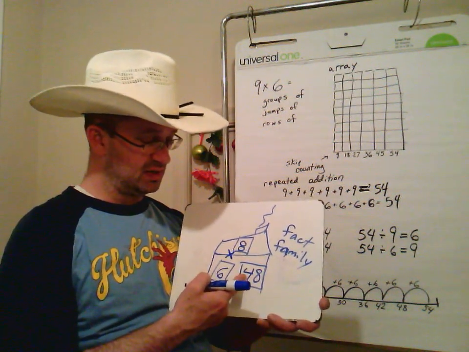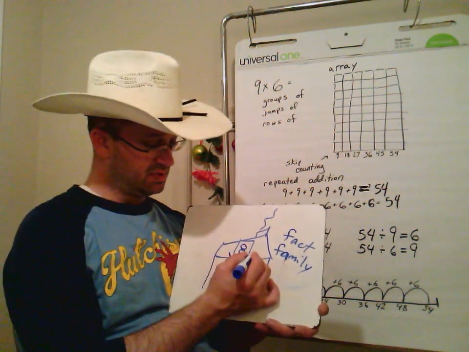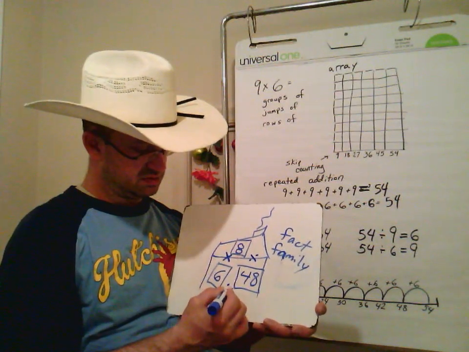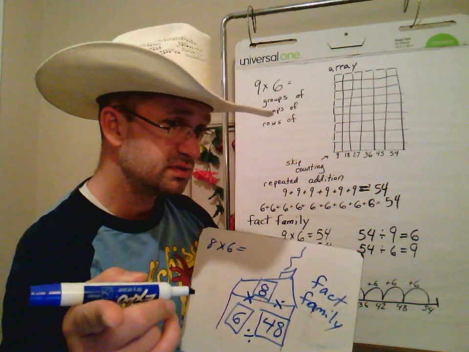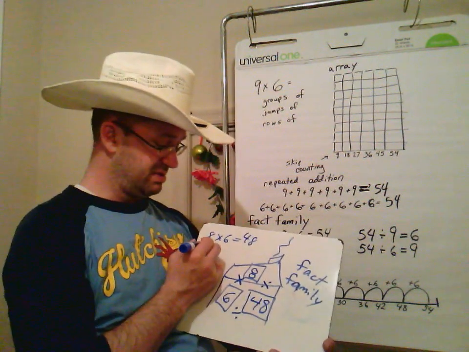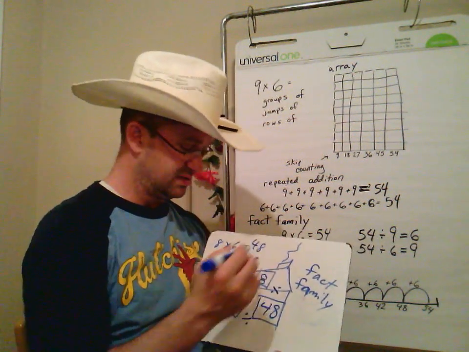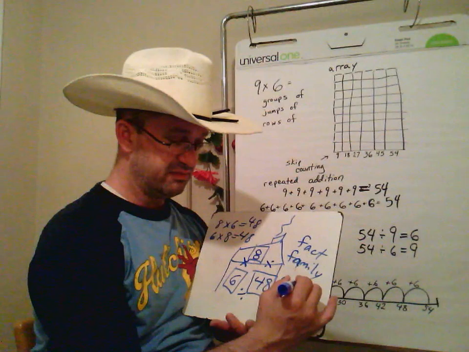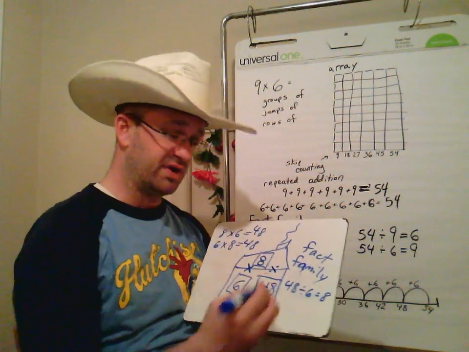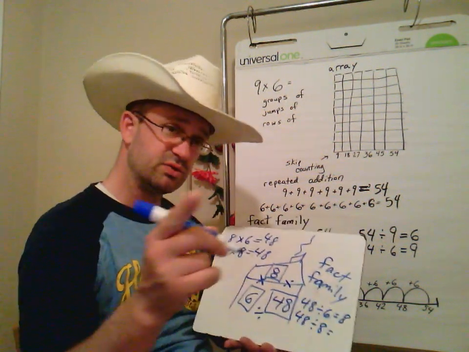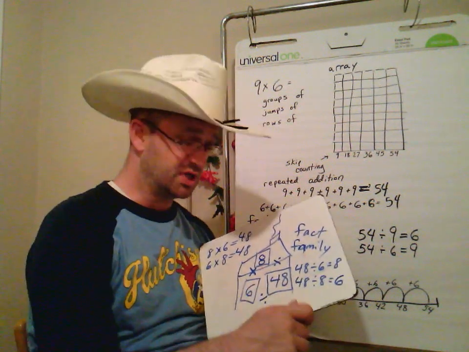And how would you get from 48 down to 6 or 8? Yep, that would be division. So here we go. 8 times 6 equals 48. That means 6 times 8 equals 48. It also means that 48 divided by 6 equals 8. And 48 divided by 8 is equal to 6. Absolutely. So let's recap before we finish up.